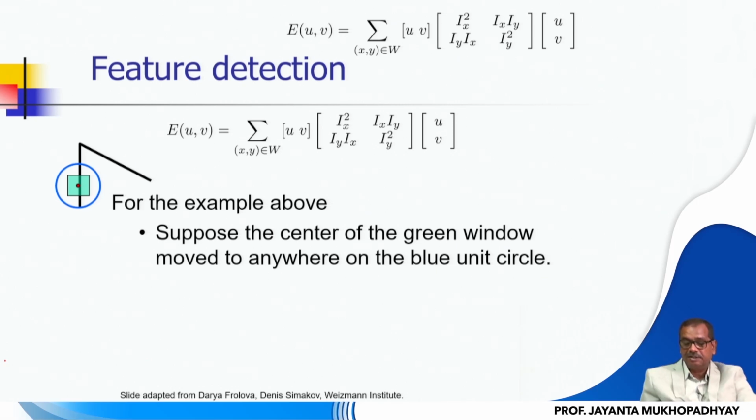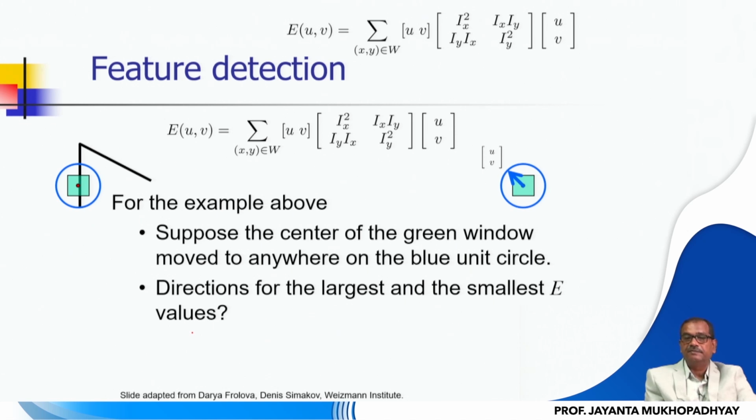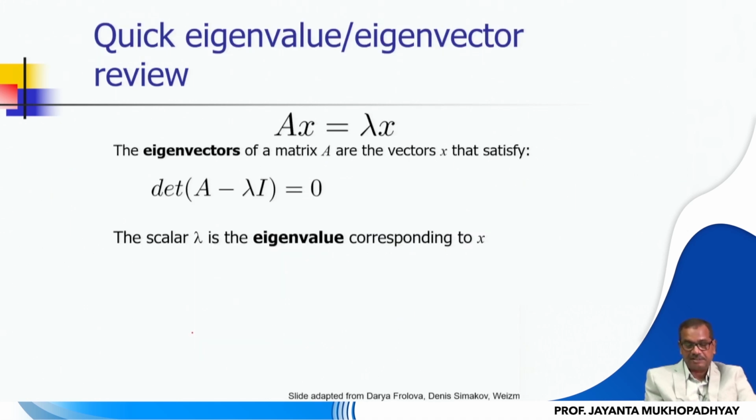I will continue once again with what I said. This is just giving an example that if it is moved along uv, we will consider the directions for the largest and smallest values. Let me denote this matrix by H, and the eigenvectors of H would give us the direction of those changes. The eigenvectors of a matrix A are the vectors X that satisfy this, which is standard from matrix algebra.